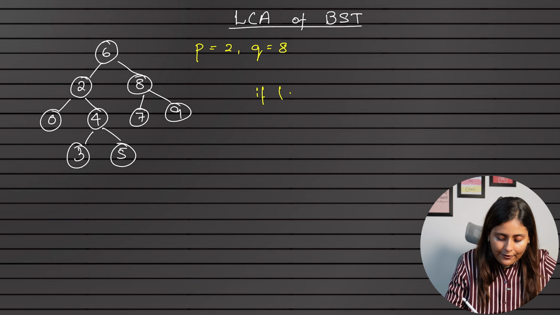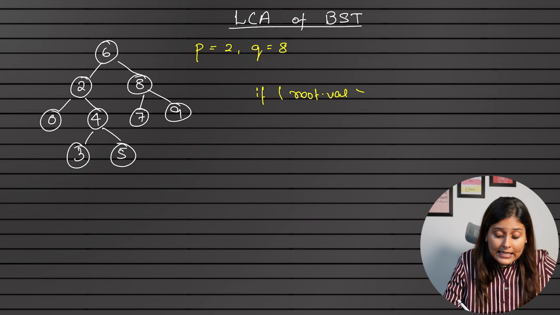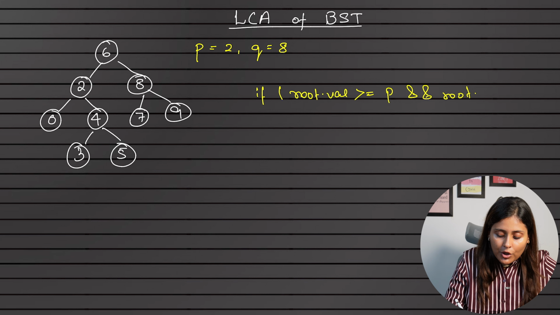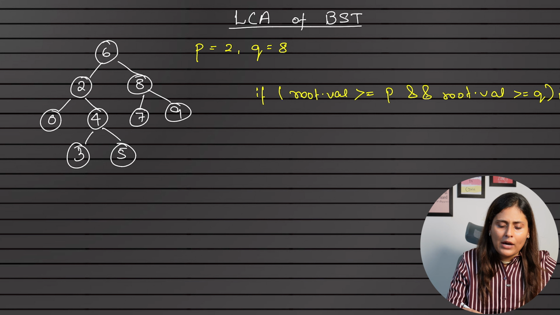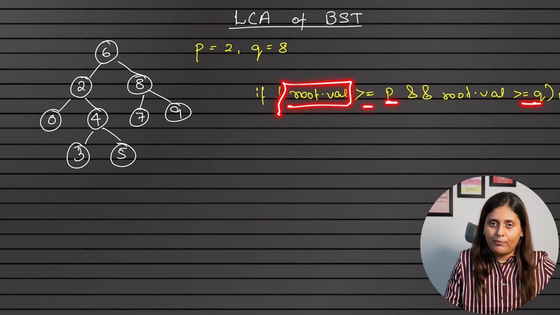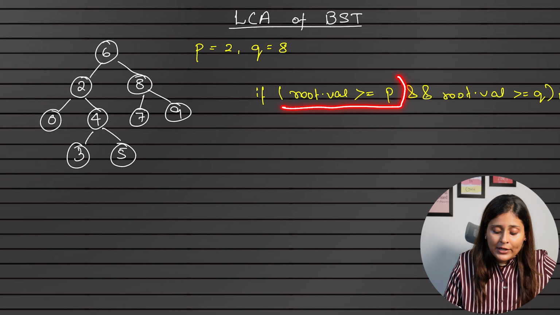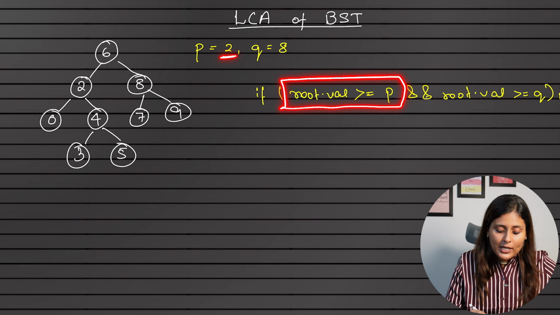If my root dot value, which is 6, is greater than or equal to P. Similarly, if root dot val is greater than or equal to Q, what does it mean? We could have also written: if my root dot value is greater than Math.max of P and Q. Both will be true. So if my root dot value is greater than P, in this case, what is P? 2. No, it's not.